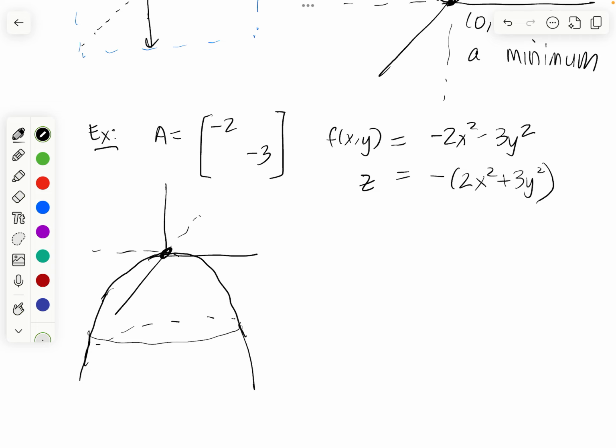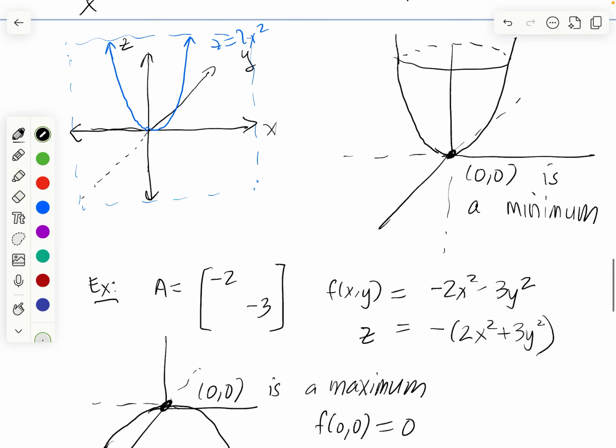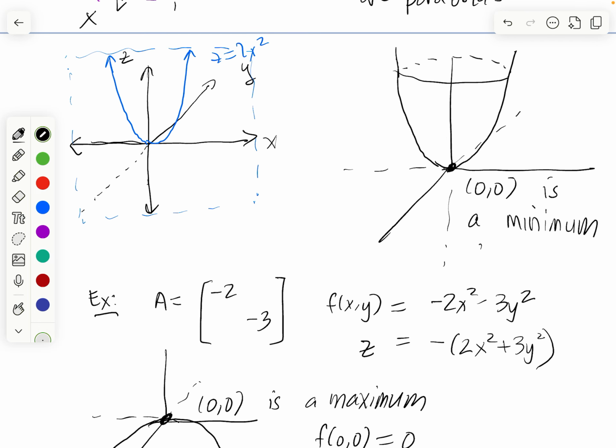And notice that 0, 0 is a maximum. It's actually where the highest point occurs. The biggest value here, f of 0, 0 is equal to 0. That's the biggest value of z. In this case, 0 is the lowest value of z. F of 0, 0 is equal to 0.